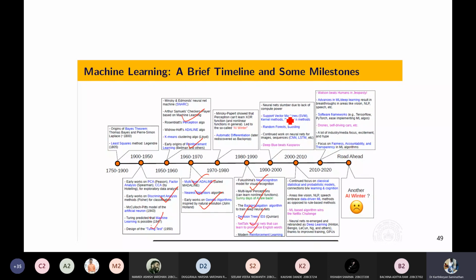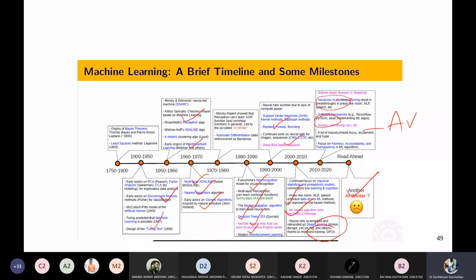Then 90s to 2000, support vector machine, Bayesian, random forest, CNN, LSTM started. 2000 to 2010, complete data-driven ML was initiated. Then ML-based systems like the Netflix Challenge, movie recommendation systems, deep learning, and GPU-based systems were introduced in the year 2000 to 2010. 2010 to 2020, nowadays, complete AutoML, various software frameworks, PyTorch, TensorFlow, etc. Then drones, self-driving cars, autonomous vehicles. These all started in recent years. So now we move on to the next level of AI.